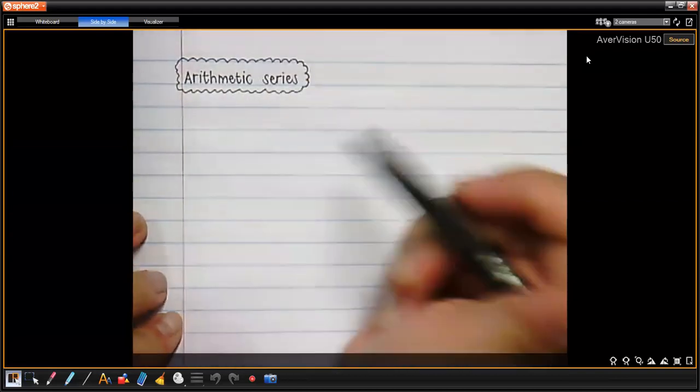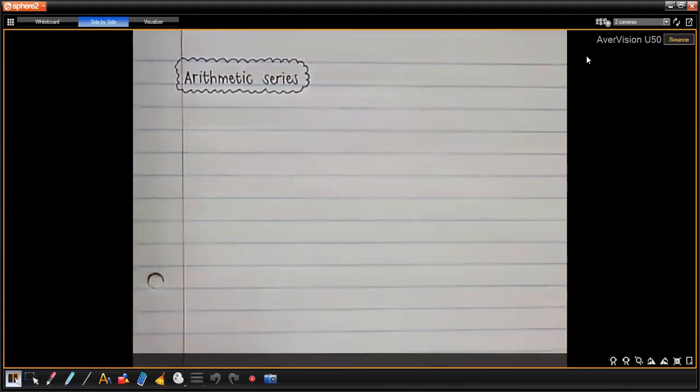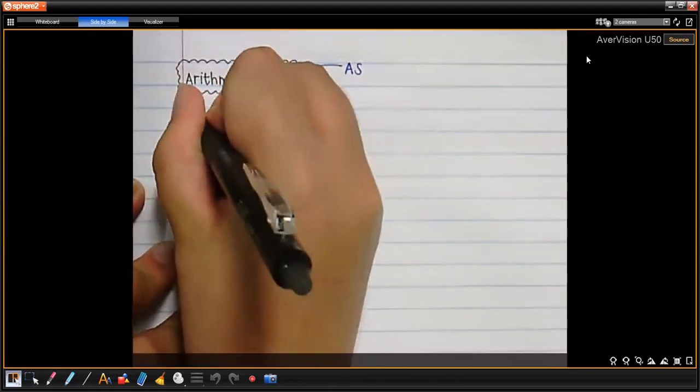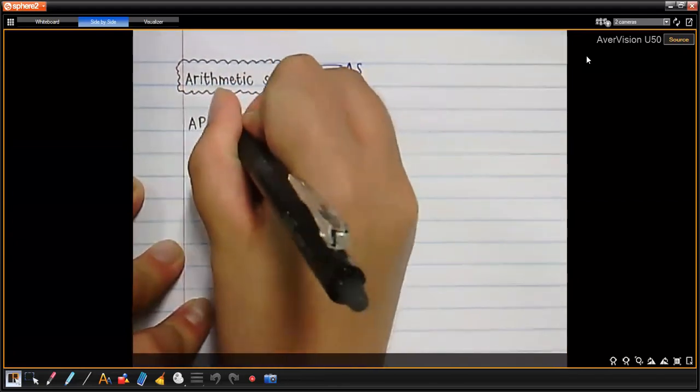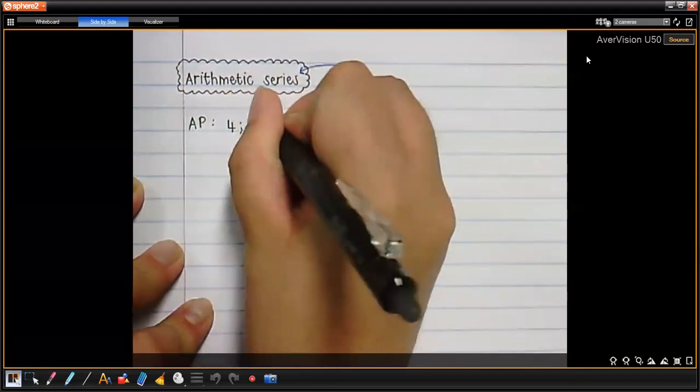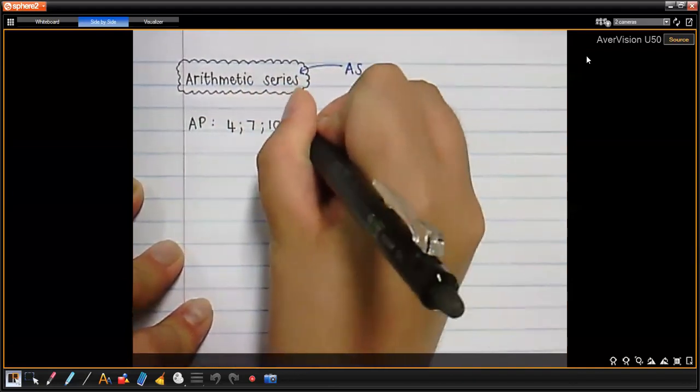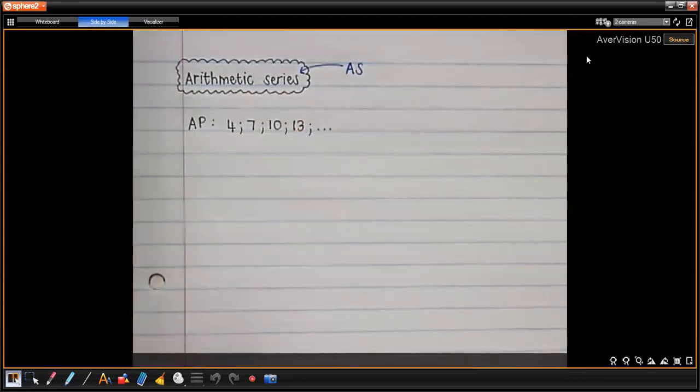Okay, so arithmetic series, we're going to call this an AS. All right, so an AP is an arithmetic progression, an AS is an arithmetic series. Now, an AP, for example, that's what we've been working with so far, is like when we have 4, and then 7, and then 10, and then 13, and then we can carry on like that. Right, that is an arithmetic progression, so it's a linear pattern, right? We are adding 3 every time.